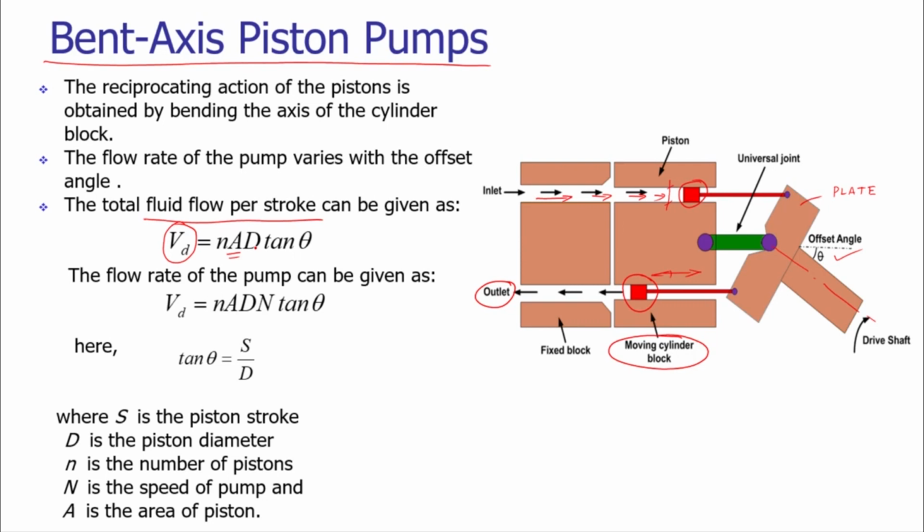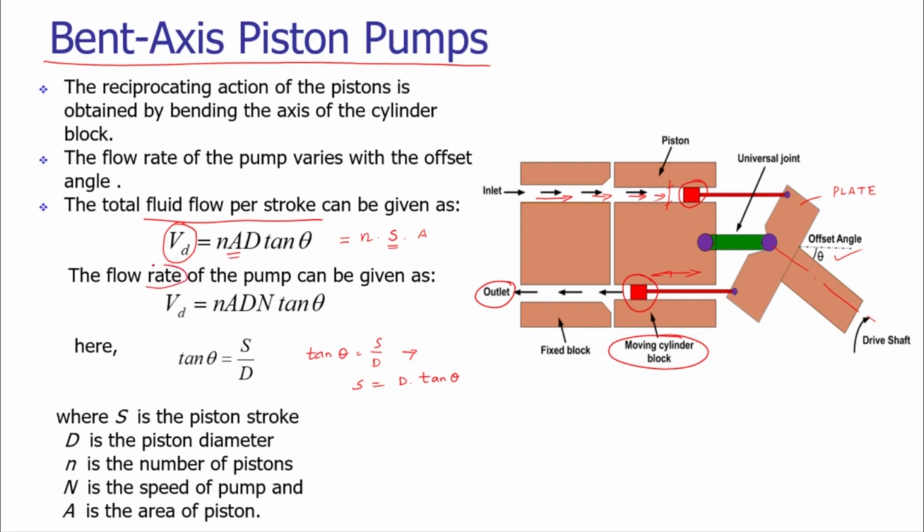So the distance traveled by the piston, or the stroke, can be computed as tan theta into S by D, and that will lead to the stroke being equal to D into tan of theta. Here you can see that the flow is nothing but the number of ports into the stroke into the area. The stroke is D tan of theta. So flow we can easily compute by using this correlation.